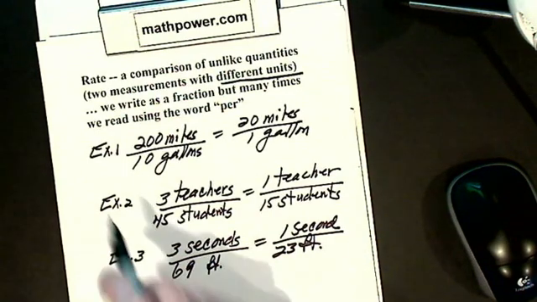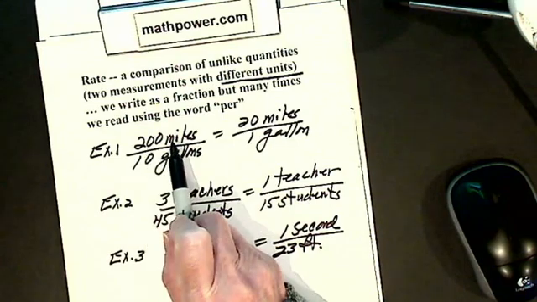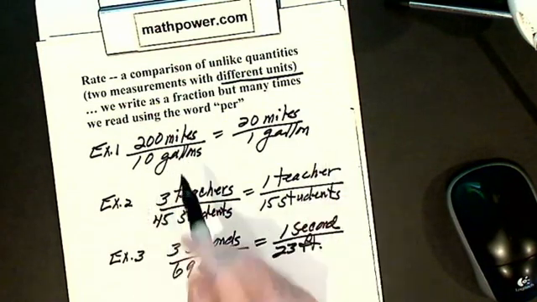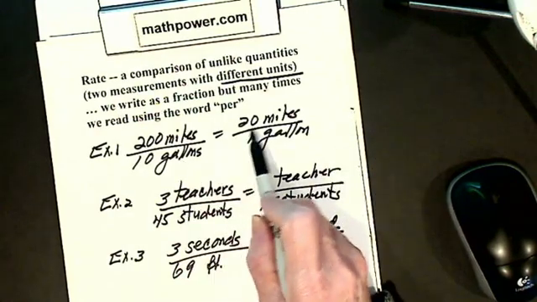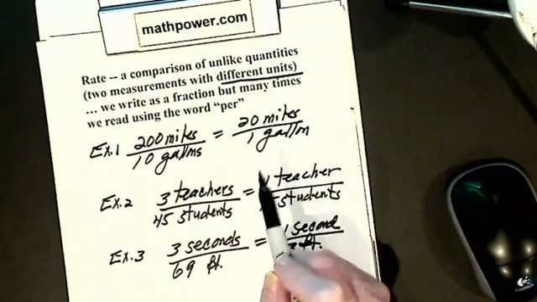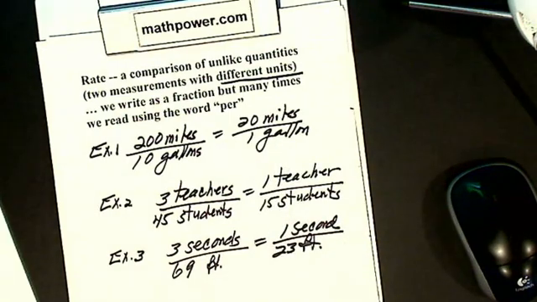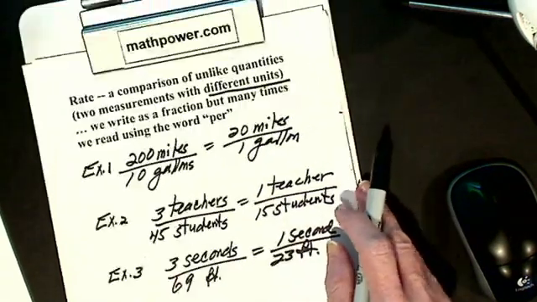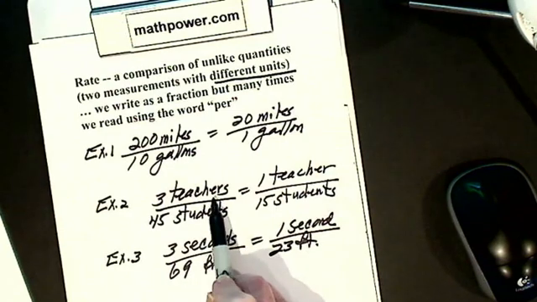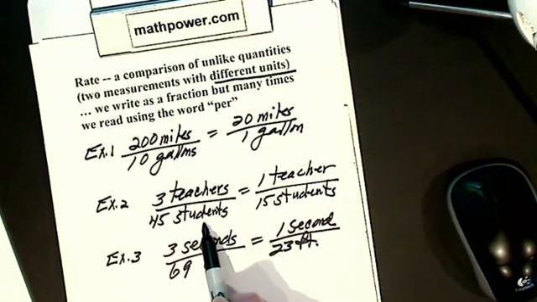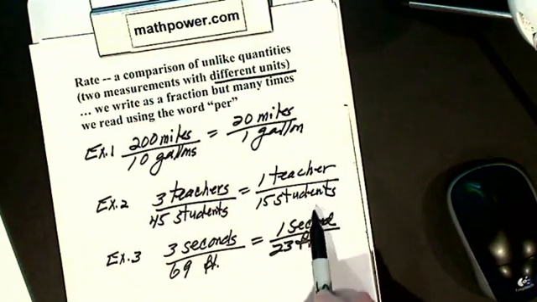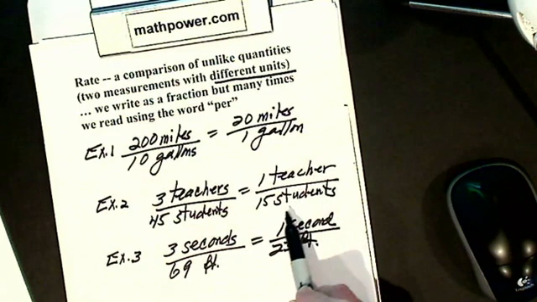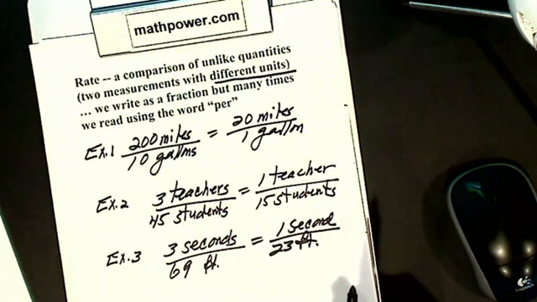So I can have 200 miles per, well, actually right now it's 200 miles for 10 gallons, but I get 20 miles per 1 gallon. So it is read a lot of times as 20 miles per gallon. All right, if I have 3 teachers for 45 students, I can simplify it and I get 1 teacher for 15 students, and that's a rate. I have teacher, I have students, they're different quantities.